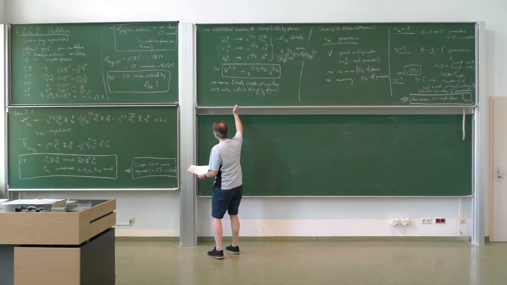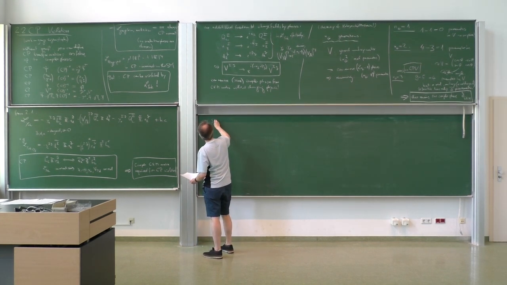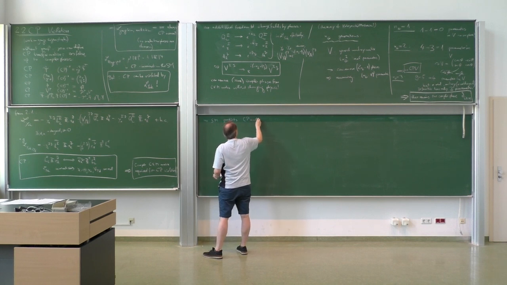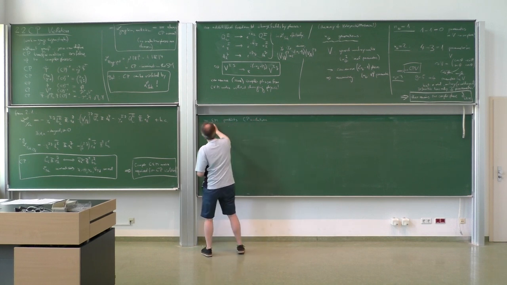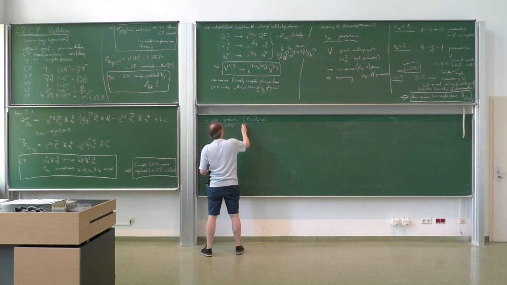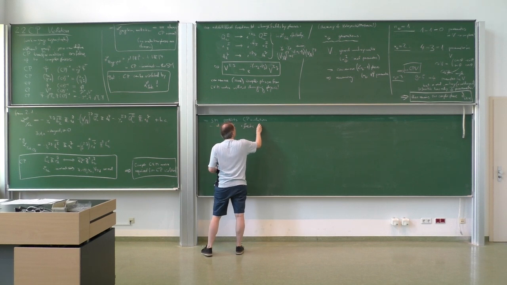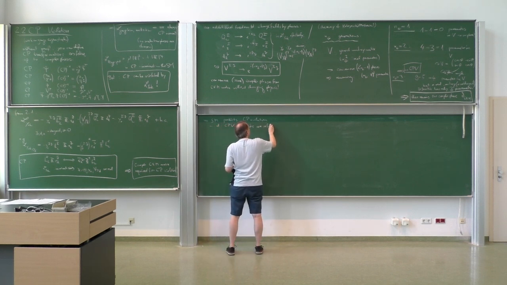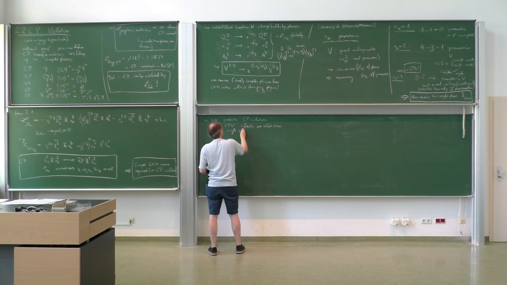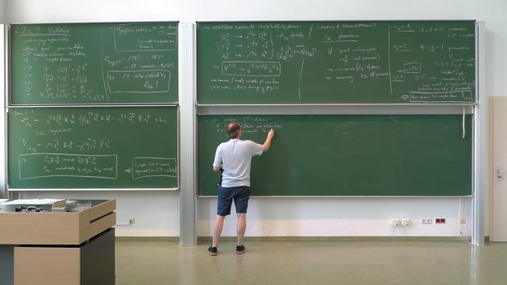So since we have 3 generations, it means the standard model does predict CP violation. And all CP violating effects are related to 1 single parameter, delta CKM.